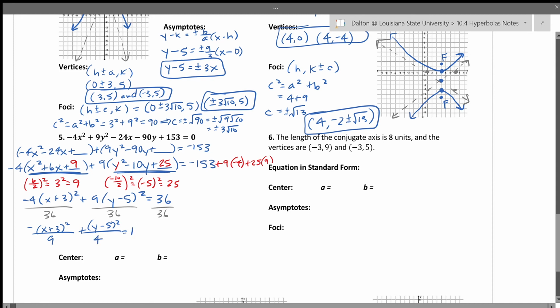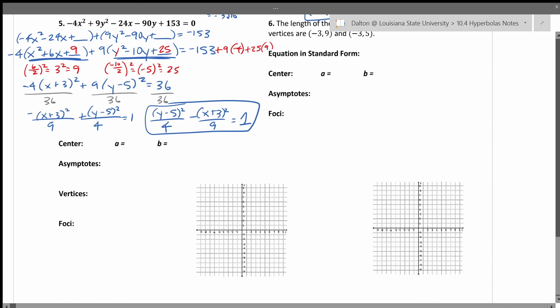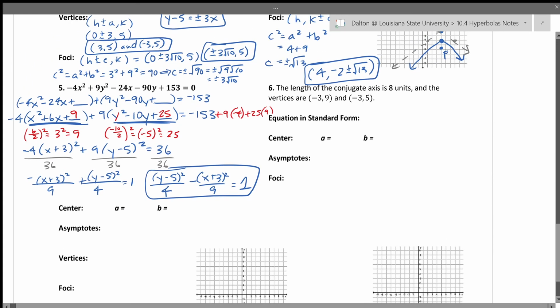So then again, I'm going to do one more switcheroo because this x is negative. That means the actual standard equation will be y minus 5 squared over 4, minus x plus 3 squared over 9, is equal to 1. So all of that just to get the standard equation. Once you have that, the center point (h, k), h comes from the x. Since it's x plus 3, it'll be negative 3. Positive 5. a is always the square root of our first denominator. So if a squared is 4, then a is 2. If b squared is 9, then b is 3.